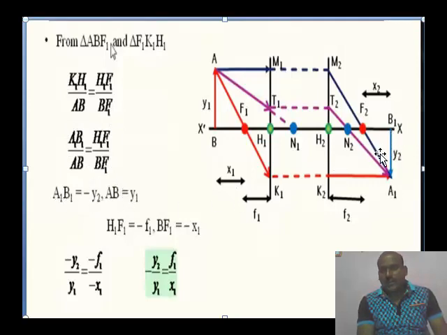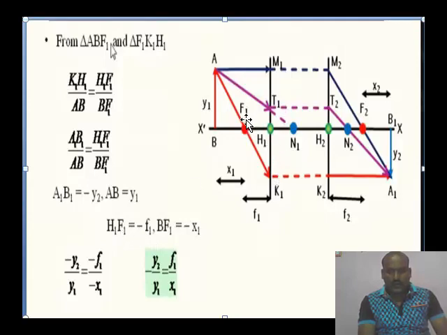Here A1B1 is below the principal axis. By the sign convention, when the height is above the principal axis you take it as positive; below the principal axis, the distances you take as negative. That's why A1B1 is equal to minus y2. And AB, the object height, is always above the principal axis, so it should be taken as positive. That's why y1.